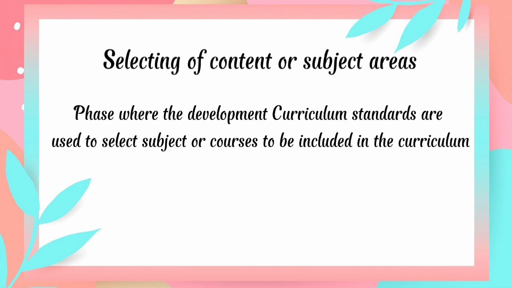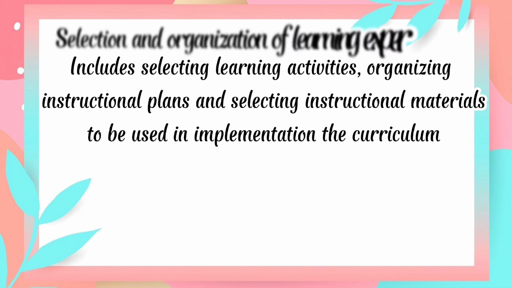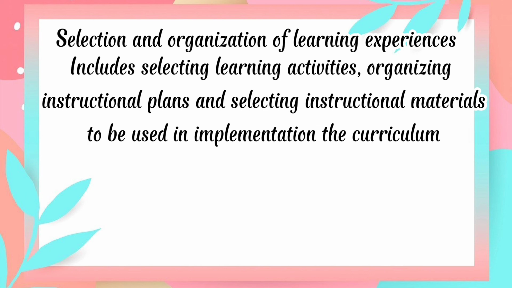The fourth process of Pawelin's development is the selecting of content or subject areas. This is the phase where the developed curriculum standards are used to select subjects or courses to include. The fifth process of Pawelin's is the selection and organization of learning experiences. This includes selecting learning activities, organizing instructional plans, and selecting instructional materials to be used in implementing the curriculum.